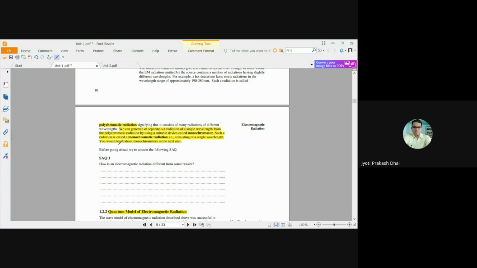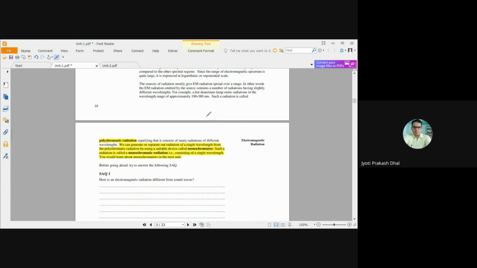Now coming to polychromatic and monochromatic radiation. Polychromatic radiation means if the electromagnetic radiation spread over a range. In other words, if the electromagnetic radiation emitted by a source contains a number of radiations or different radiations with a different wavelength, then that is called as polychromatic radiation. And the monochromatic radiation, that we can generate or separate out, is radiation of a single wavelength. The electromagnetic radiations with a single wavelength, that is known as monochromatic radiation.